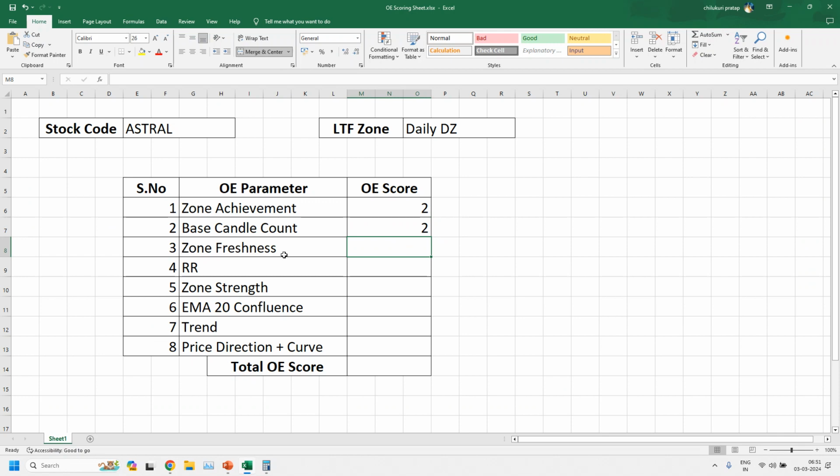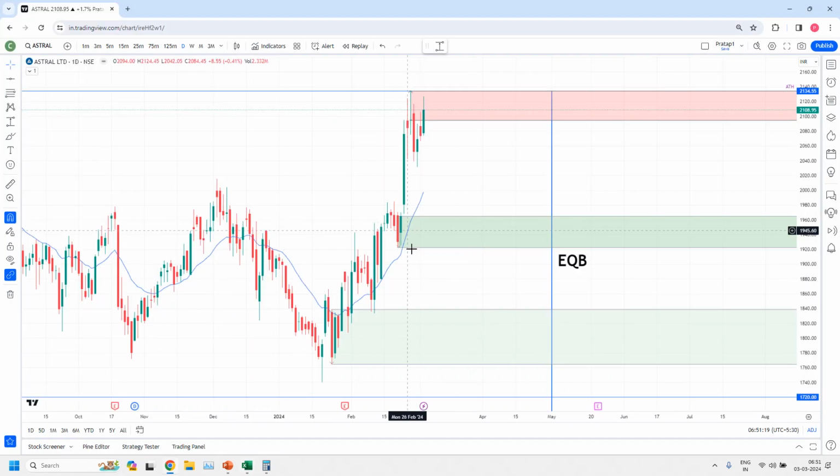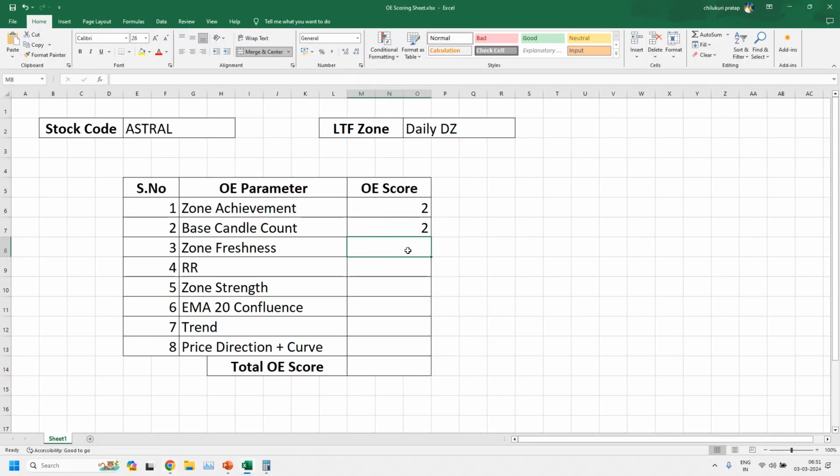So what is the next one? Zone freshness. Is this demand zone tested? No, it is a fresh zone. Prices haven't entered into this. If this is going to be the first time, this is going to be a good trade for us. If it is a fresh zone, that means it is not a tested zone, so we have to give the maximum score. So it is getting 2.